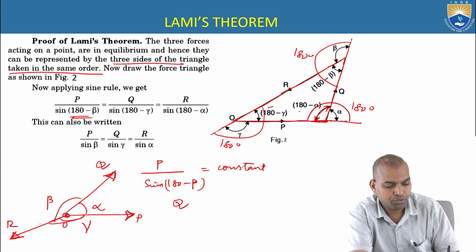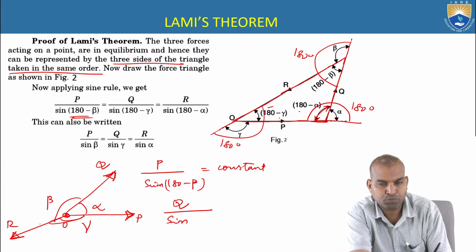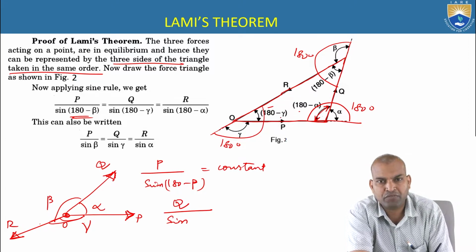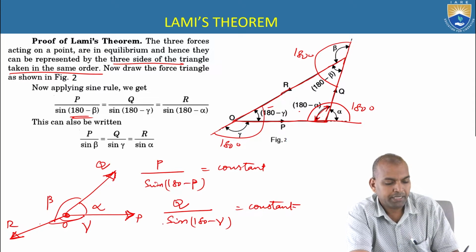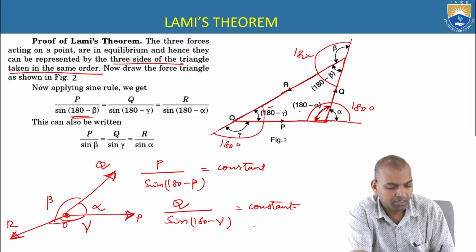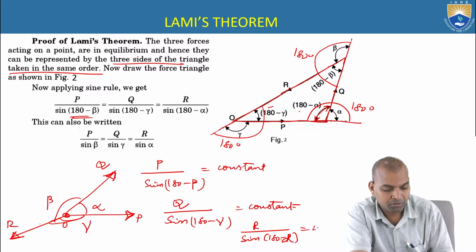Next, Q by sine opposite side. What are the opposite two forces? Angle is proportional to the sine of the angle of other two forces, that is 180 minus gamma. Sine 180 minus gamma equal to constant. Next, what about third one? R by sine 180 minus alpha equal to constant.